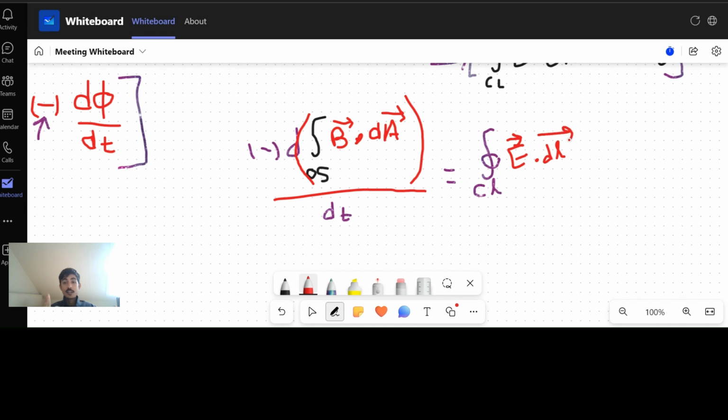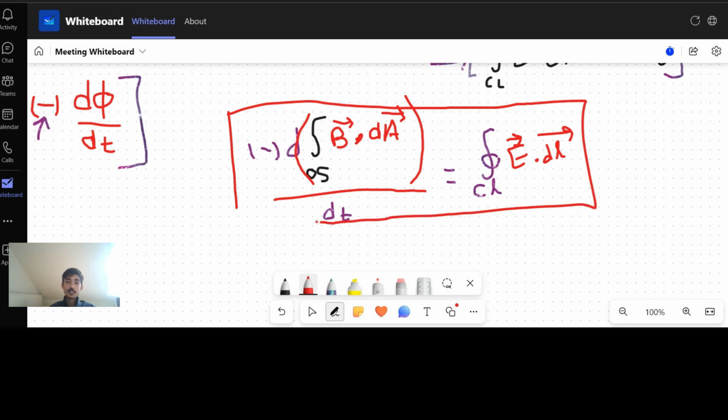Now, this is essentially Faraday's law of electromagnetic induction. This is Faraday's law, and this is one of the four equations of Maxwell. Now there is a condition, and I'll explain the condition.